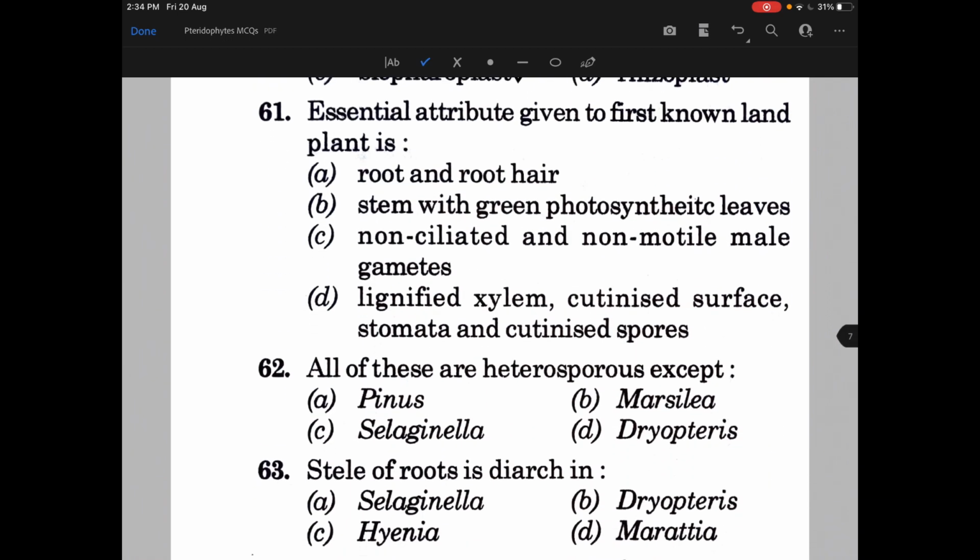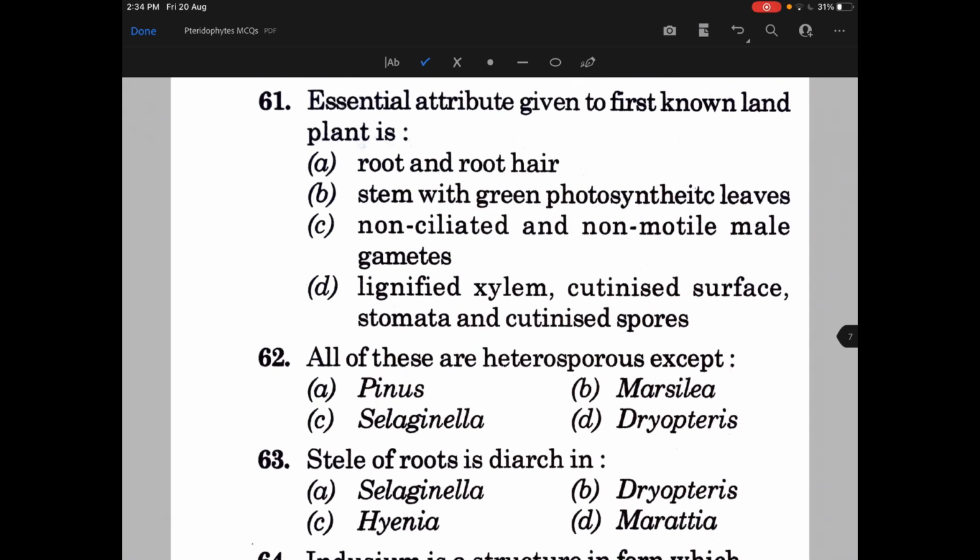Next, essential attribute given to first known land plant is dash, and the answer is D, that is lignified xylem, cutinized surface, stomata and cutinized spores.